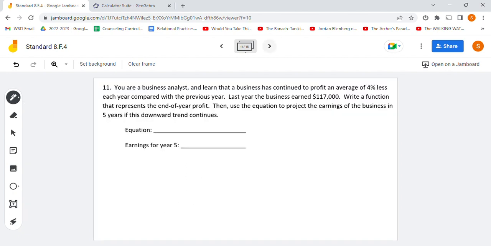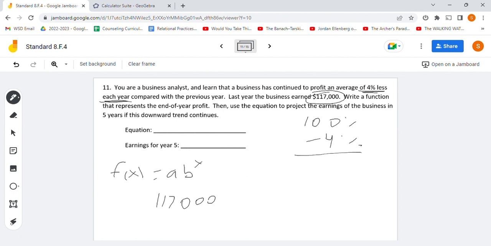And our final question, we can see that we average 4% less each year. So this is going to be our exponential decay. We can still use exponential functions. F of x equals a times b to the x. We have our starting value here at 117,000. The difference on this one is that we need to decay, so we're going to start at our 100%, but instead of adding, we're going to subtract that 4% because we are getting 4% less every single year. That means at the end of the year we're going to be at 96%. Turn that into its decimal form, and we get 0.96.